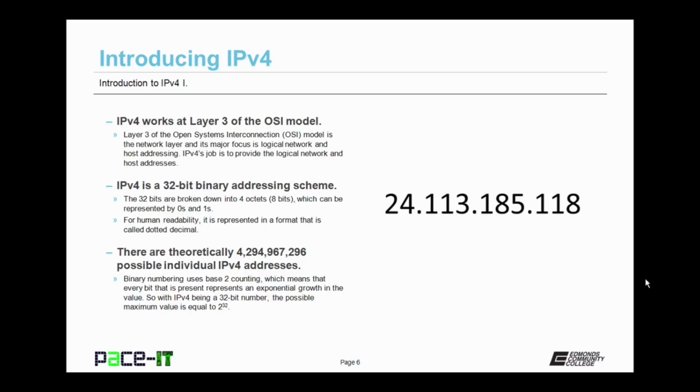Binary numbering uses base 2 counting, which means that every bit that is present represents an exponential growth in the value that is being represented. So with IPv4 being a 32-bit number, the possible maximum value is equal to 2 to the 32nd power, which is why there are over 4 billion possible IPv4 addresses.